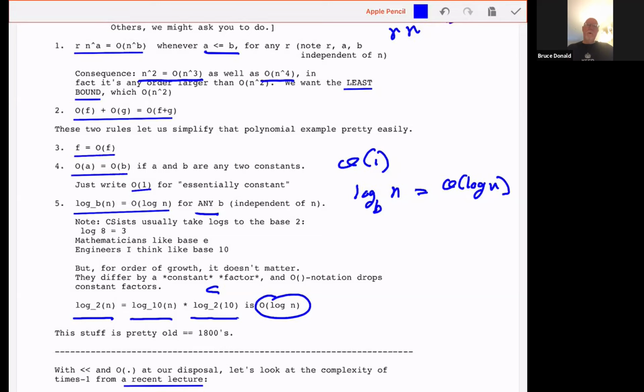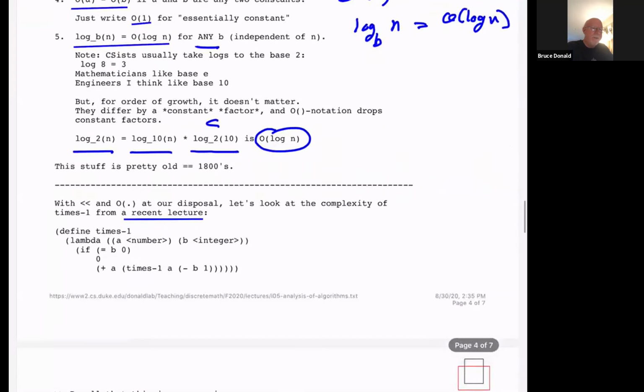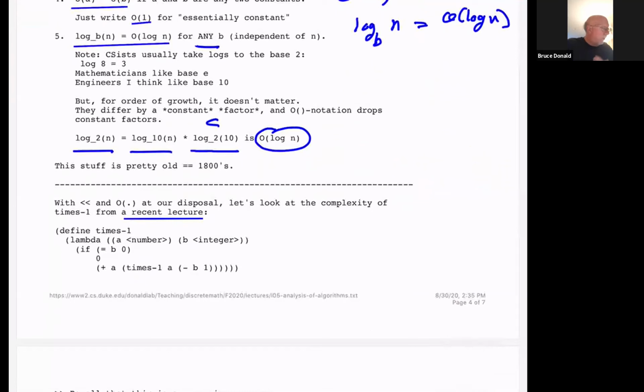Okay, so we have this definition of asymptotic complexity. It's exactly the order notation for time complexity that you might have seen in a previous CS course, except we now really know what this creature is. And with this at our disposal, let's look at an example from a very recent lecture, namely times 1. This is our recursive definition of times 1, and it basically computes multiplication by repeated addition. A recursive process, of course.